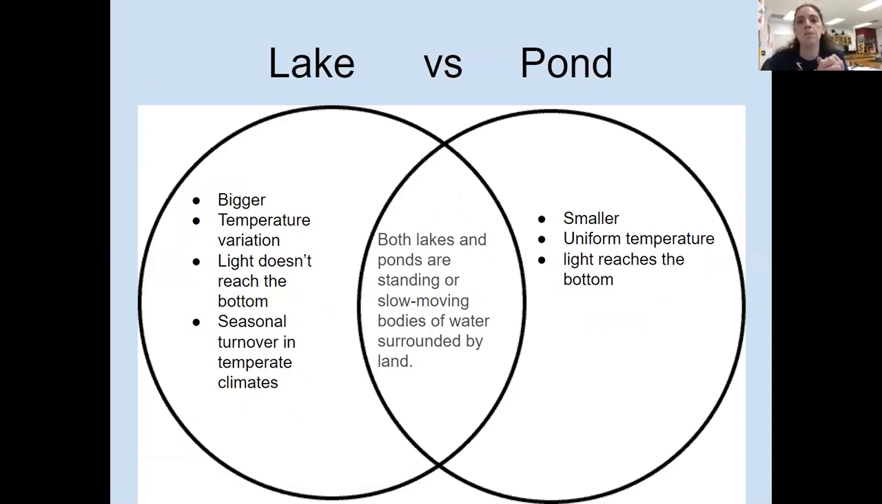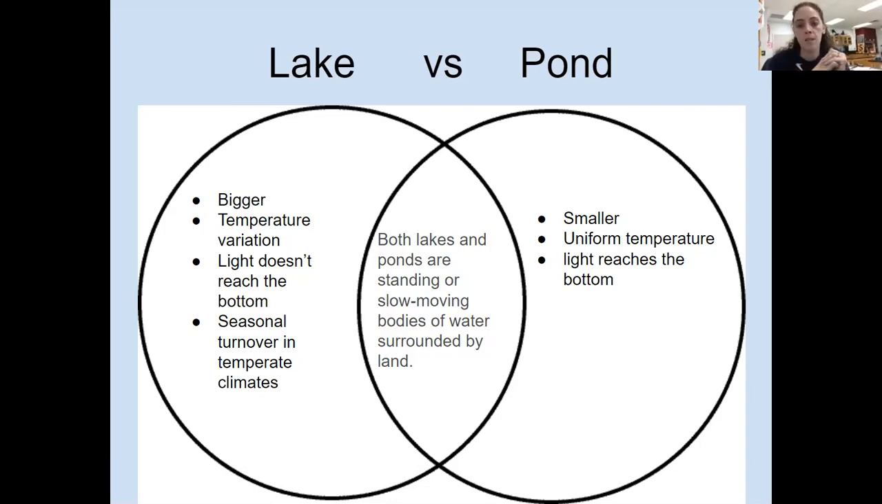One of the biggest differences between whether something should be considered a lake or a pond is going to be all that stratification. Do we have temperature variation? Then it's going to be a lake. Ponds tend to have much more uniform temperature. Lakes have that seasonal turnover.